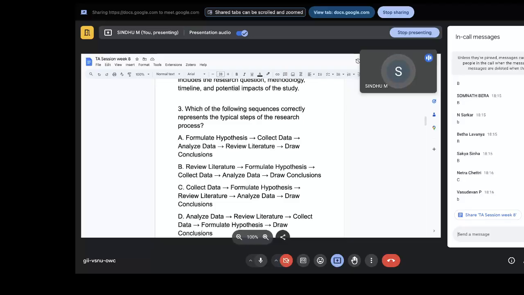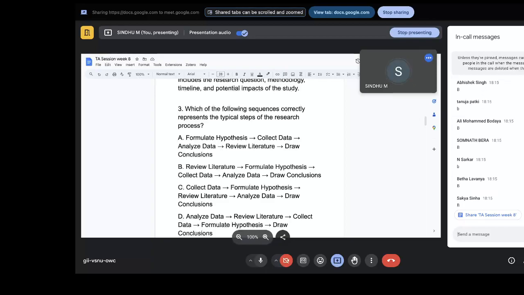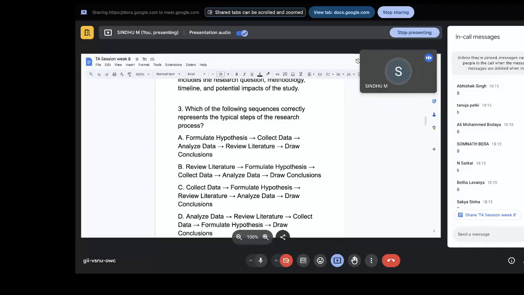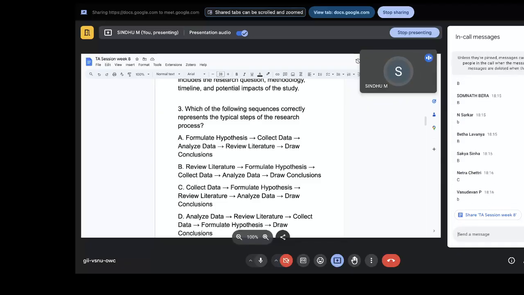So the third question is about the sequence of steps that is typically followed in a research process. And most of you have got it right. The correct answer is option B. Does anyone want to explain? You can just raise your hand. Why you think option B is correct? Somnath, are you there? Yes. Can you explain the answer to this question?